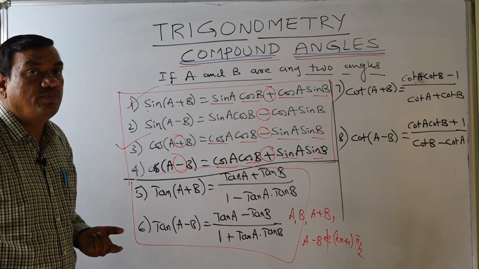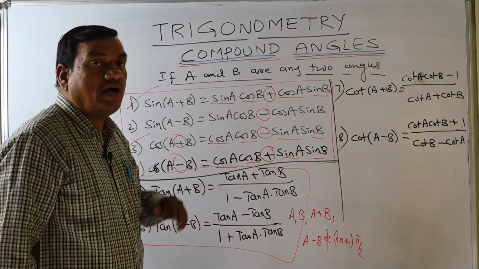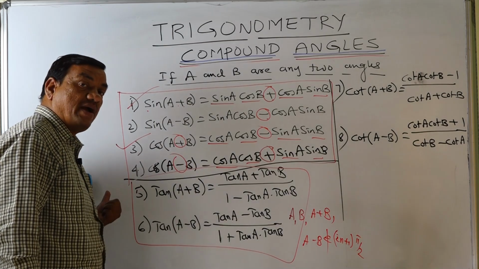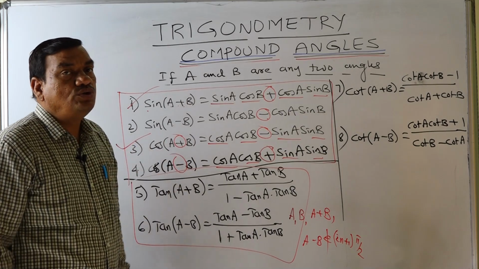Integral multiples of pi by 2 means what? Pi by 2, 3 pi by 2, 4 pi by 2, and on this side minus pi by 2, minus 3 pi by 2, minus 5 pi by 2. Those integral multiples you should not take.